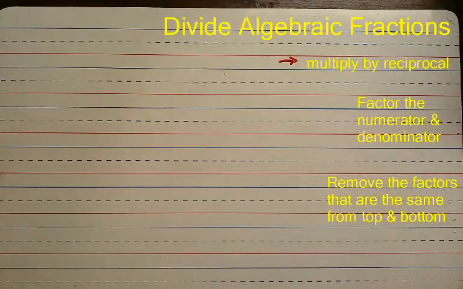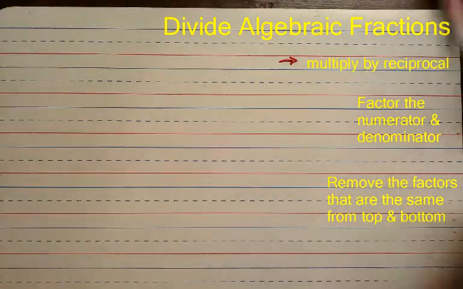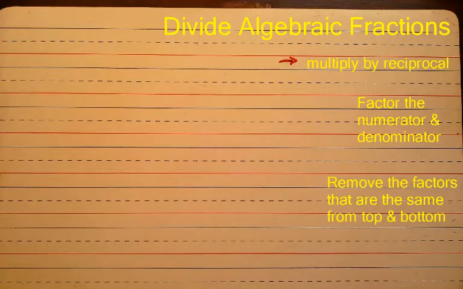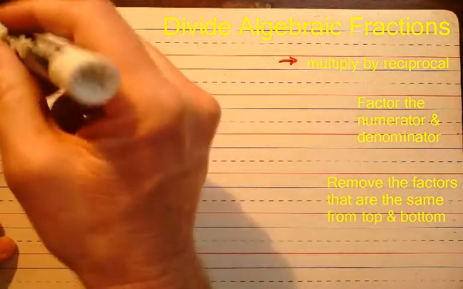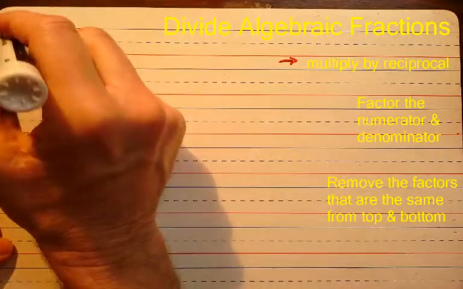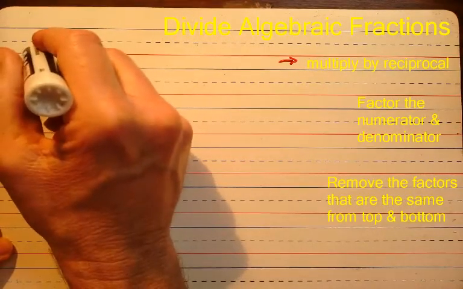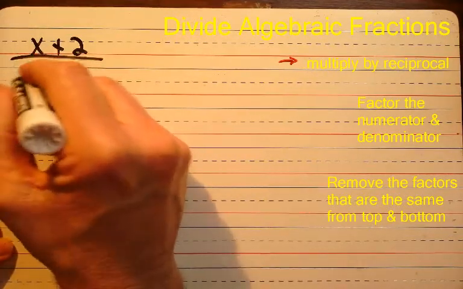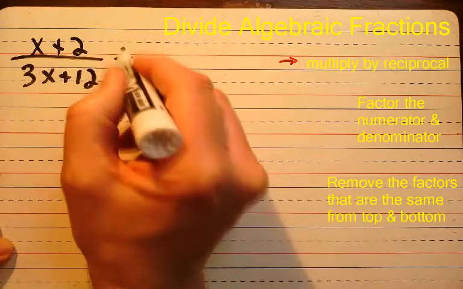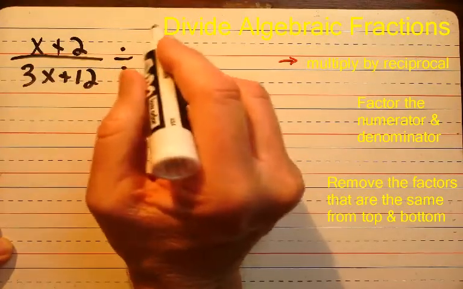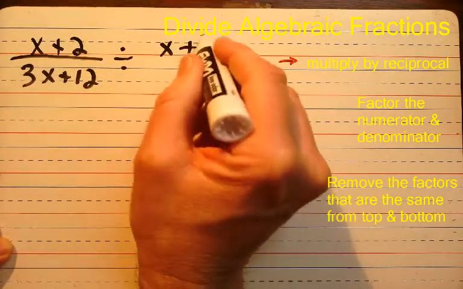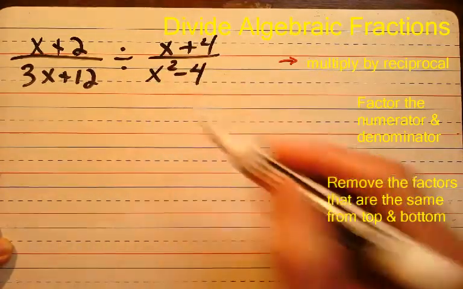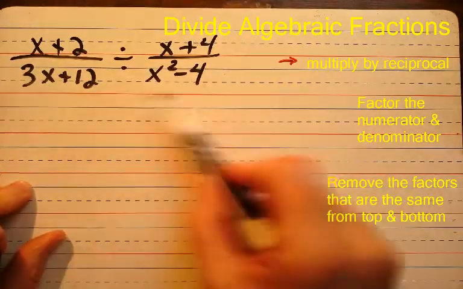So we can start right here and see if we can do a couple. Three, actually, let's do three. So here we go. Let's do this one: x plus 2 over 3x plus 12, that's the first fraction, then divided by x plus 4 over x squared minus 4. All right? So this is the way they look.